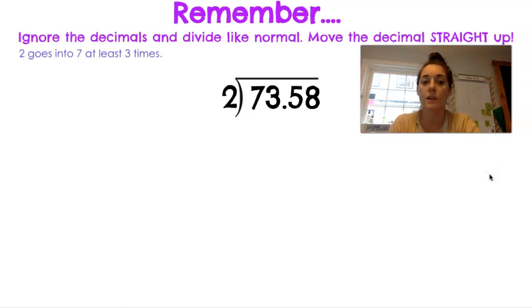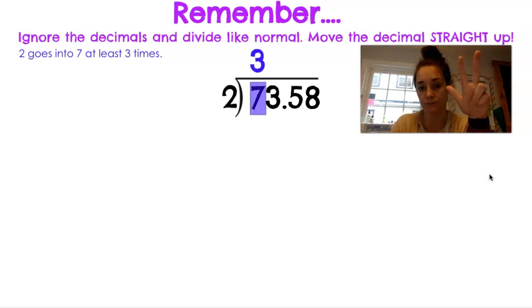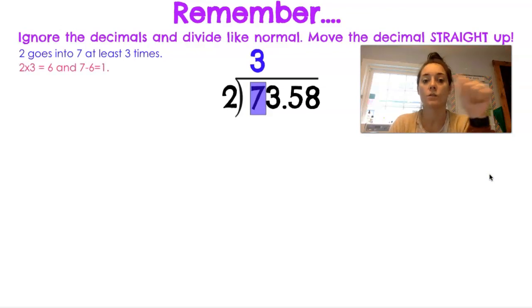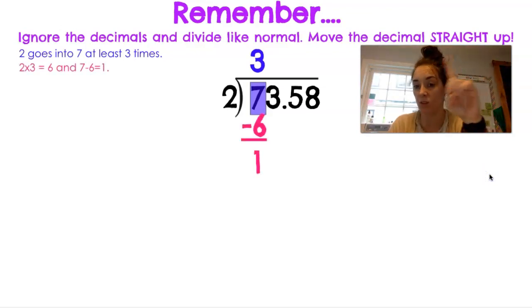All right, 2 goes into 7 at least 3 times, because 2, 4, 6. So I'm gonna put a 3 over the 7. Okay. 2 times 3 is 6, and 7 minus 6 is 1. So I've got that 1 left over.